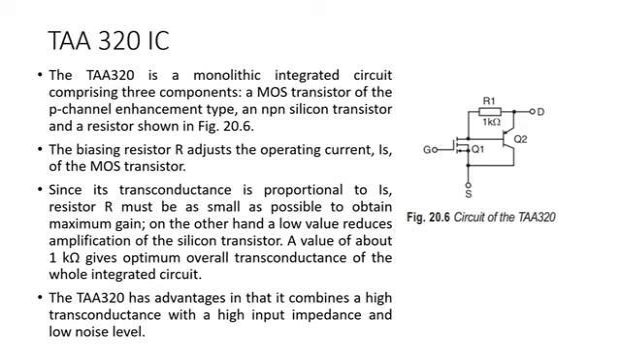Since the transconductance is proportional to the input current, the resistor must be small as well. In order to keep this proportionality between the transconductance and the current, you have to choose the resistor R1 in such a way that it is small enough to obtain maximum gain. On the other hand, a low value reduces the amplification of the transistor, so you must be very careful in choosing the resistance value. A value of around 1 kilo ohm should be optimal for the overall transconductance of the whole integrated circuit.